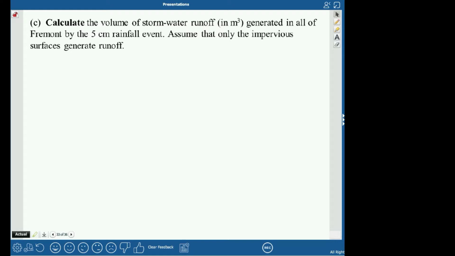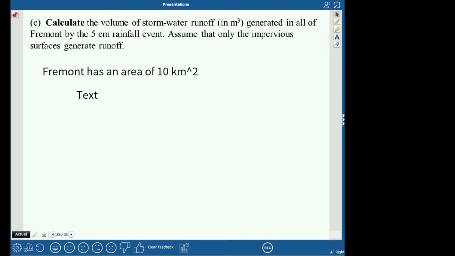So here we go. The next thing they say is calculate the volume of stormwater runoff in meters cubed generated in all of Fremont by the 5 centimeter rainfall event, and assume only impervious surfaces generate rainfall. So here's what they do. They told us in the beginning, remember that little box that they gave us of facts? They said that Fremont has an area of 10 kilometers squared. I'm just copying this from that little box, so we have that information that we need.